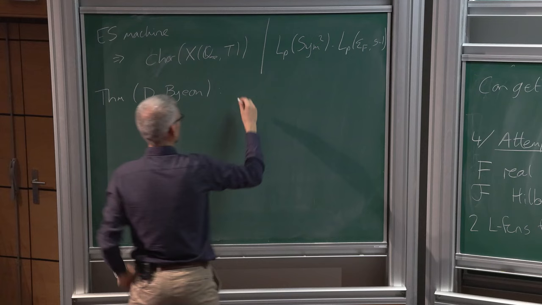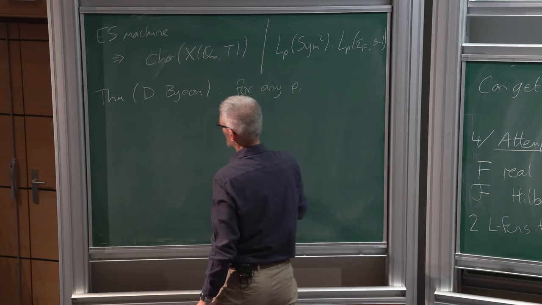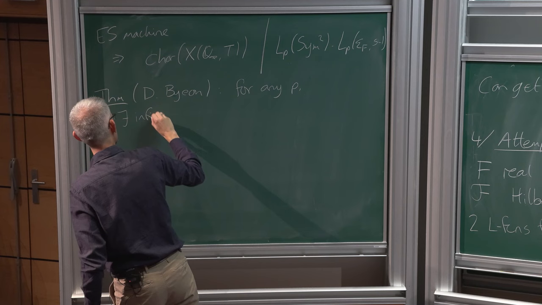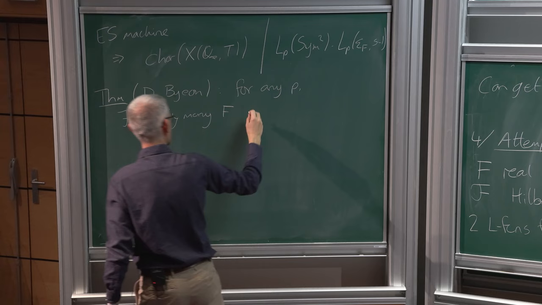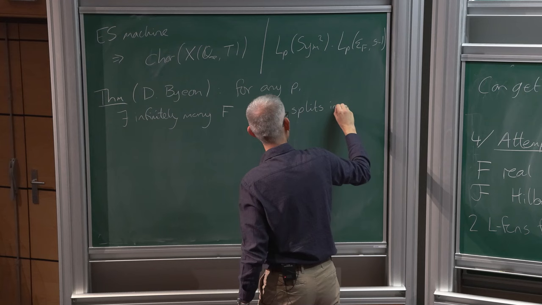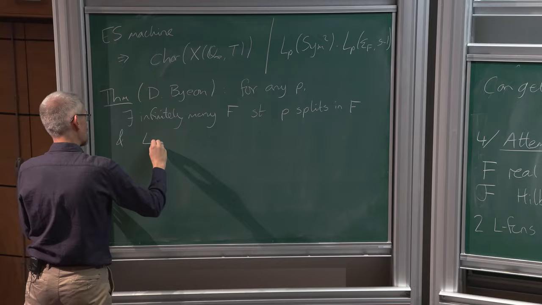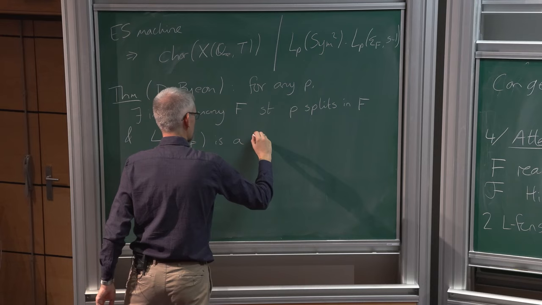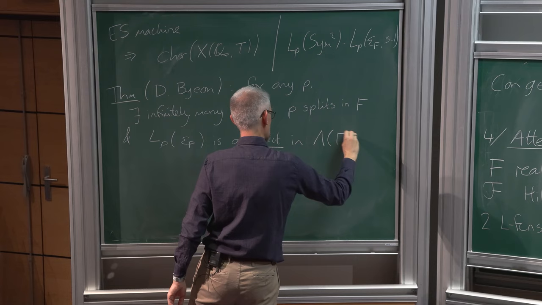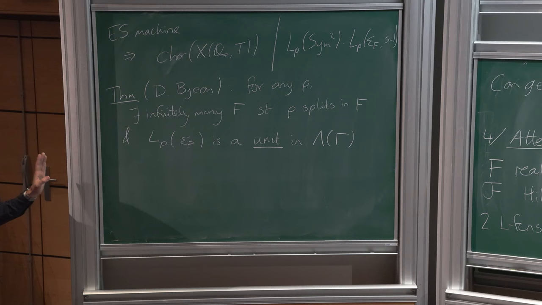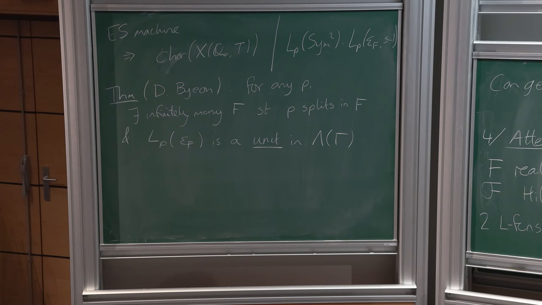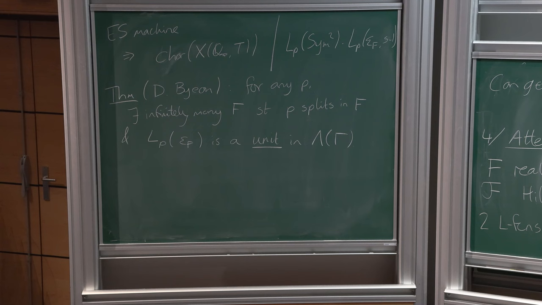For any p, there exist infinitely many f's such that p is split in f, which is a technical condition we need for our construction, and the p-adic L function is a unit in the Iwasawa algebra. So classically, this is a statement about producing lots of real quadratic fields where the p part of some ray class number is as small as it can possibly be. So we use that to choose our field in such a way that this term just goes away.